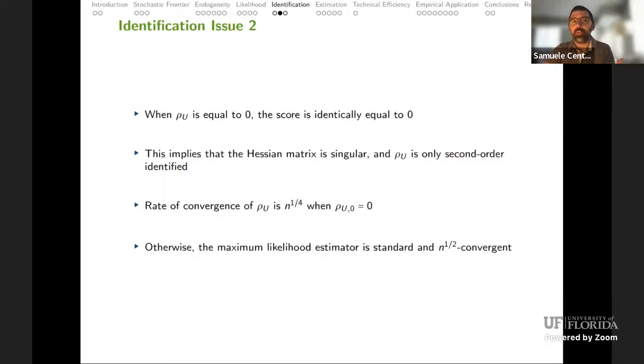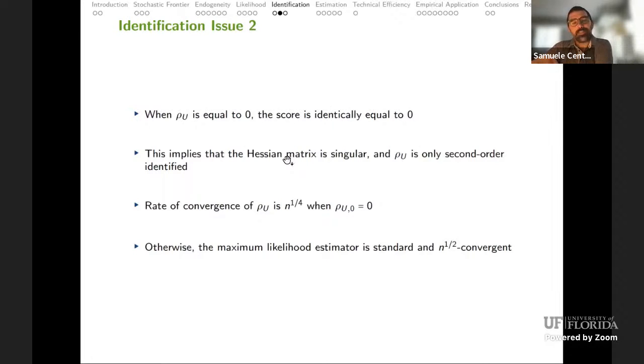This has implications for many things, because remember, if you want to do, let's say, inference, you cannot do inference based on the score test, because the score test is going to be equal to 0 all the time for any value of the other parameters. So it's going to have no power to detect deviation from the null that rho u is equal to 0. All these issues arise in this model, and that's just one of the issues. I'm not going to enter into other identification issues that arise when, for instance, the variance of the inefficiency term is equal to 0, because I'm assuming that away, but I'm going to focus on this particular issue.